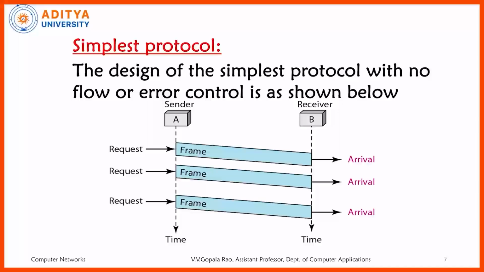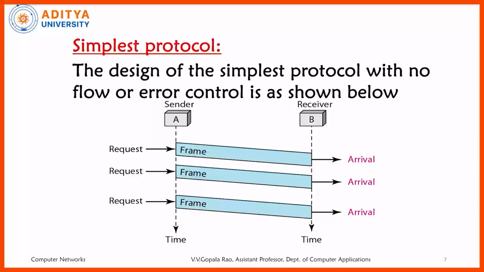So generally we won't prefer this kind of noiseless channel, because it is very expensive, and practically speaking it is very difficult to manage. Here the timeline that is shown is only to identify the time taken by the frame to travel from sender to receiver, and you can estimate the total time required to complete the overall transaction of the data. Okay, so that is about the simplest protocol.